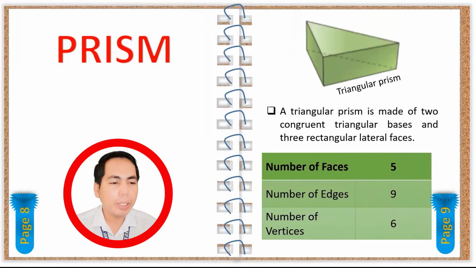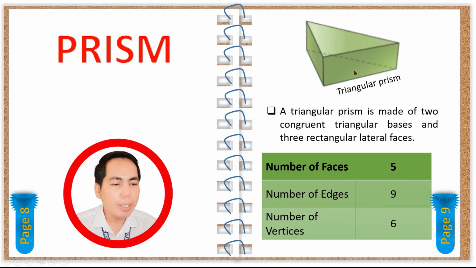Now, how about the triangular prism? A triangular prism is made of two congruent triangular bases and 3 rectangular lateral faces. So, the bases of this triangular prism are triangular in shape. That's why it is called a triangular prism. And all the lateral faces, the 3 lateral faces, are all rectangular in shape.